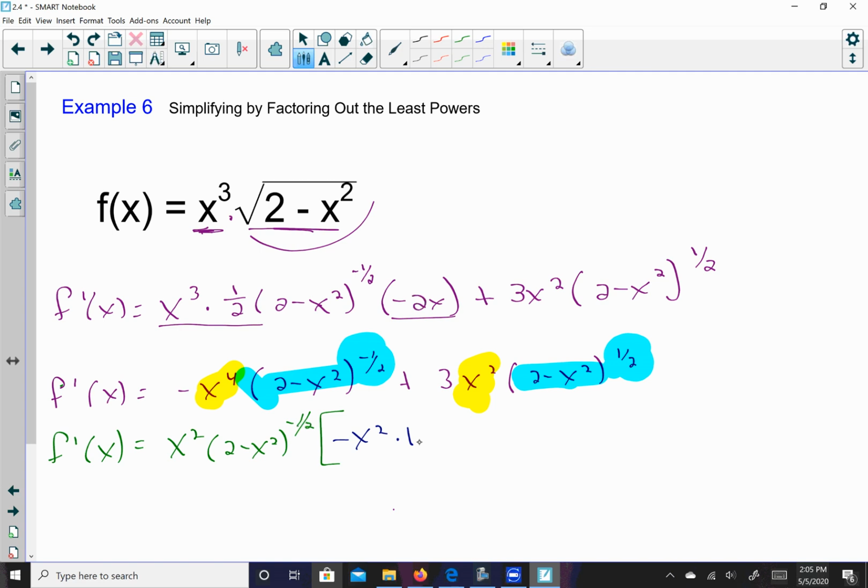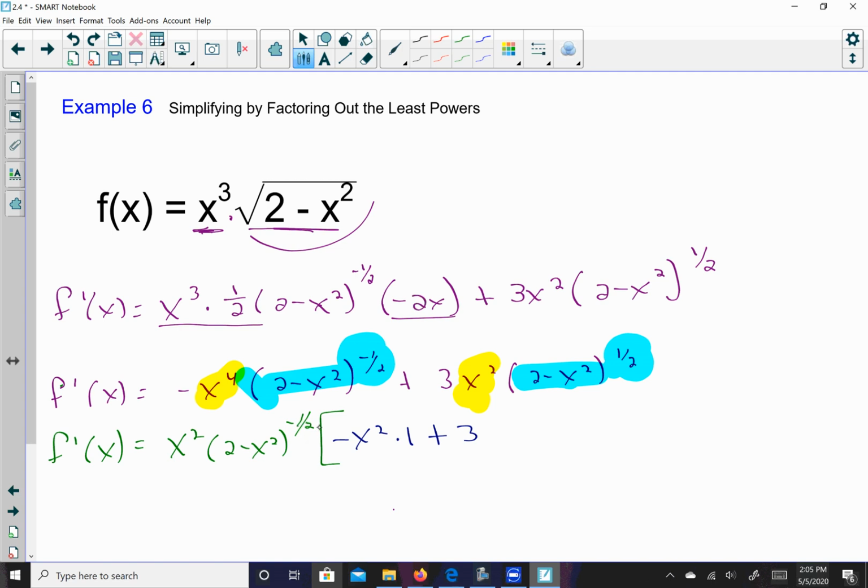So I'm going to write that plus 1. Here's that plus sign right there. What do I have to multiply x squared by to get 3x squared? And you say 3. And then what do I have to multiply 2 minus x squared to the negative 1/2 power by to get 2 minus x squared to the positive 1/2 power?